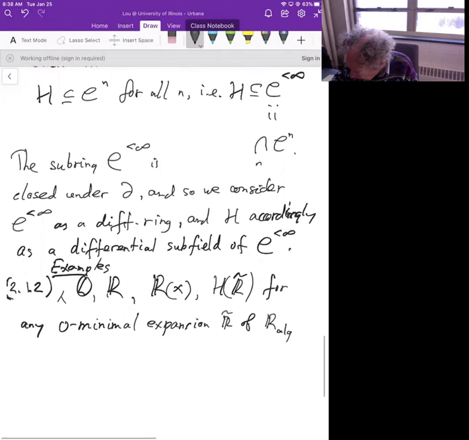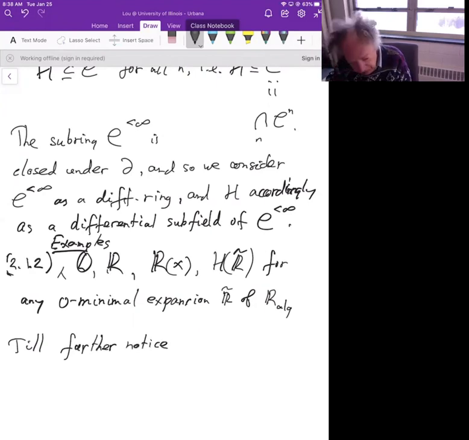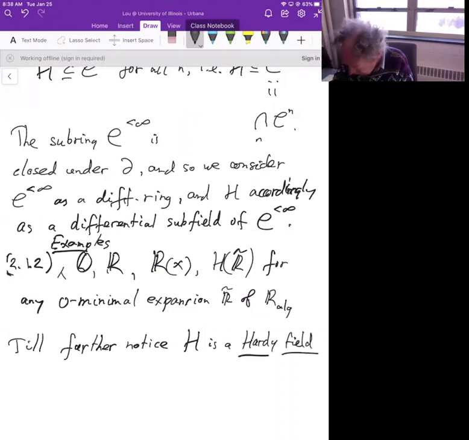Okay, and so till further notice, H will now be a Hardy field. Before it was a Hausdorff field, but now we have this extra item, namely the derivation. And these are much richer in many ways than Hausdorff fields. So note that H is a Hardy field.